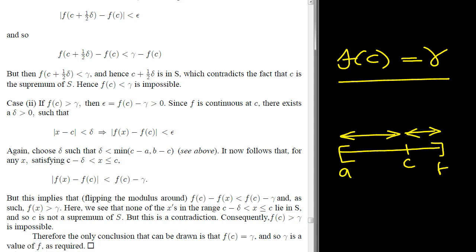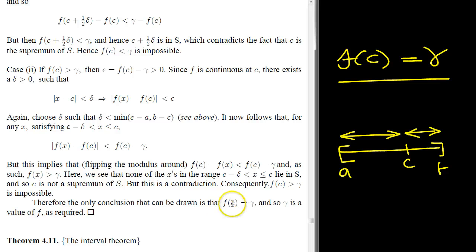Therefore, the only conclusion that can be drawn is that fc equals gamma. And so gamma is a value of f, as required. So we found that c there. And that completes the proof.